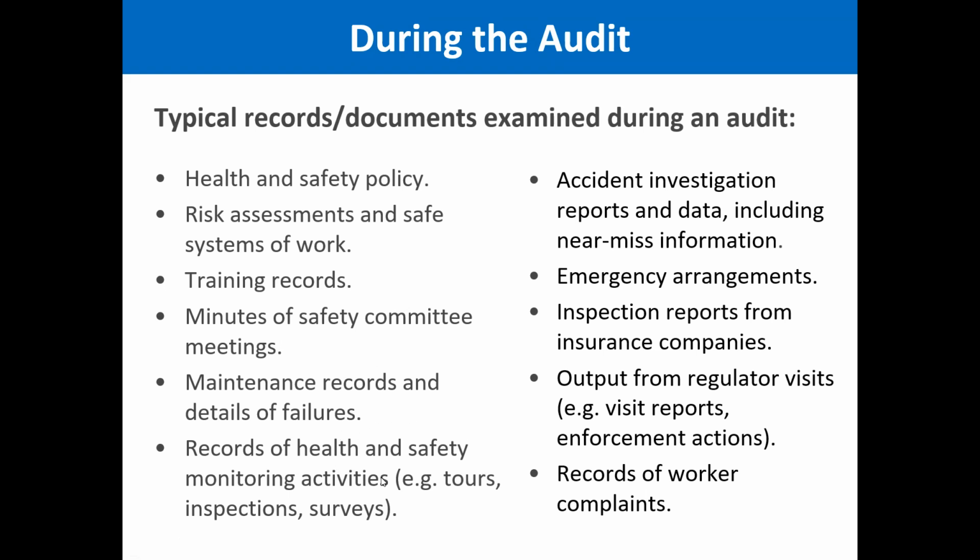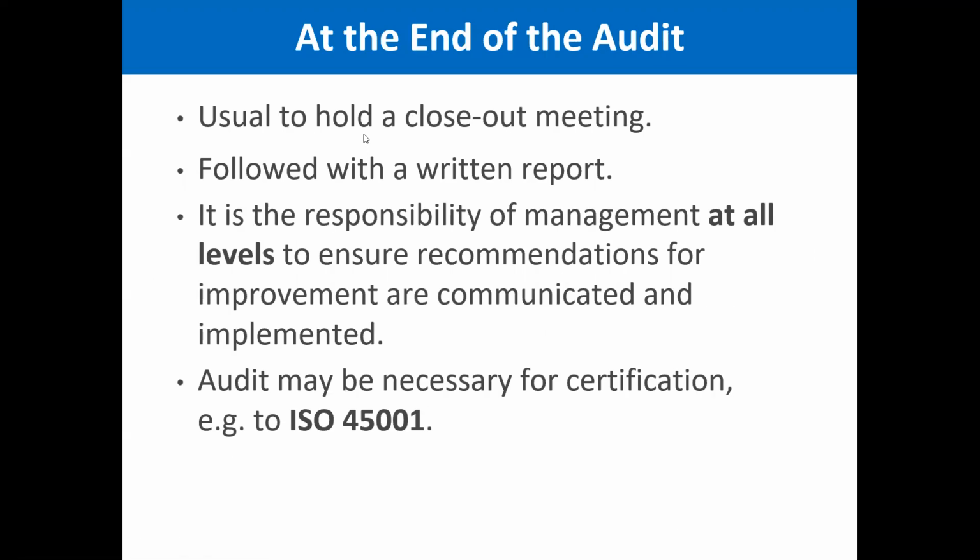Maintenance of records and details of failures. You can also look for records of health and safety monitoring activities, such as the safety tours, inspections and surveys. Look at the accident investigation reports and data. Look at the emergency arrangements, inspection reports from insurance companies. Look at the output from the regulator visits, such as the enforcement agencies, such as OSHA or municipality, and look at the records of the workers' complaints as well. So these are the documentation that you should review in the audit.